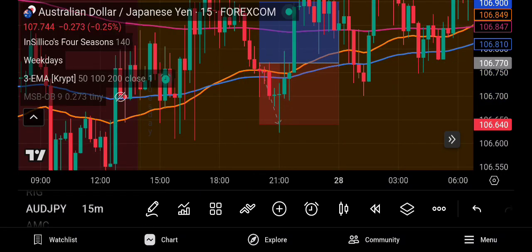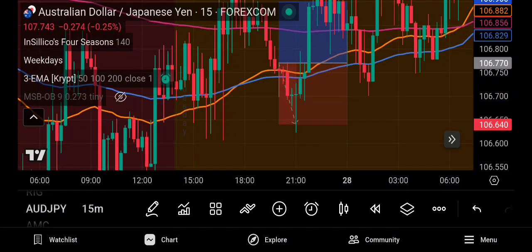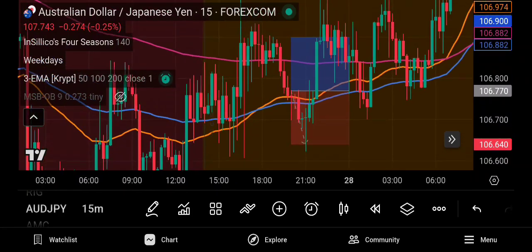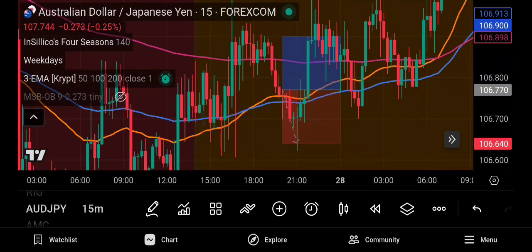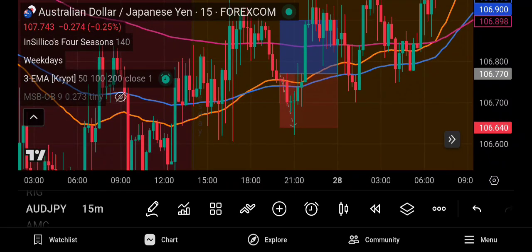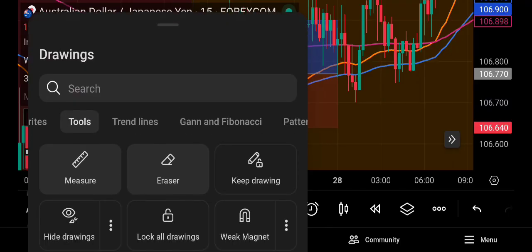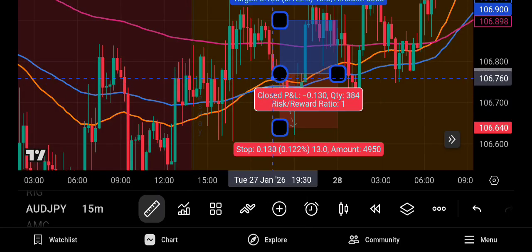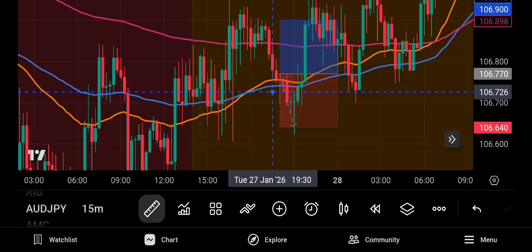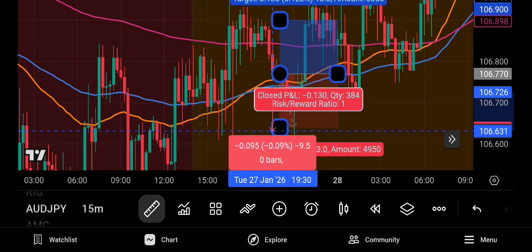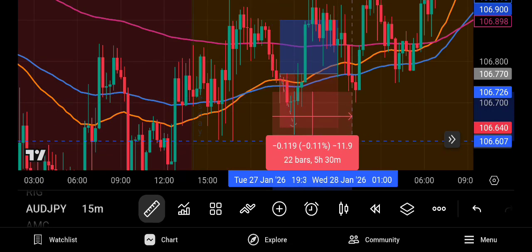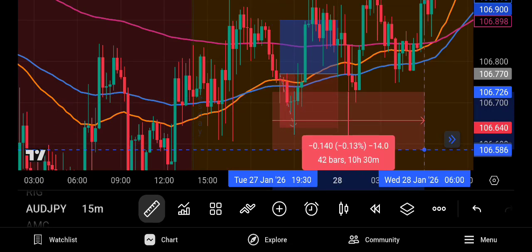Okay, I used a 13 pip stop loss. Now, again, if I would have implemented that -5 pip, where it looks like a good entry, it would have triggered and this would have been a successful trade. So that would be somewhere around this area. It would have triggered right here. 13 pip stop loss. You could see it. This would have been a winning trade.